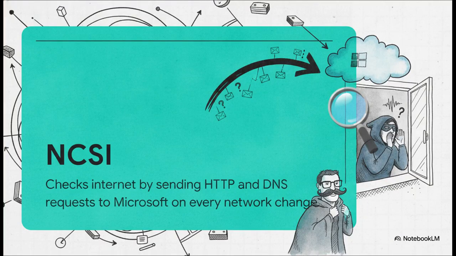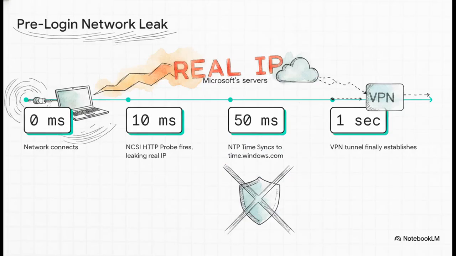Meet our very first culprit. It's called NCSI, or the Network Connectivity Status Indicator. It's a built-in OS-level feature that pings Microsoft servers for one simple reason, just to check if you're online. It's literally like someone shouting their home address out the window just to ask about the weather, right before putting on a disguise. Check out this rapid-fire timeline.